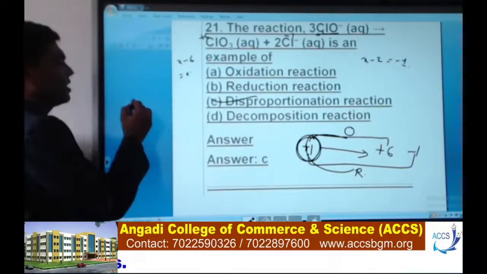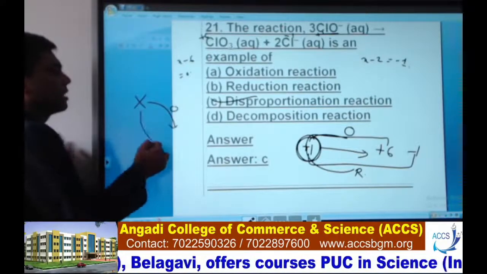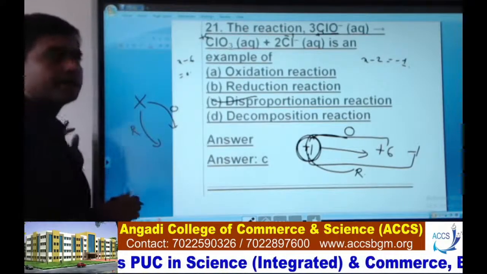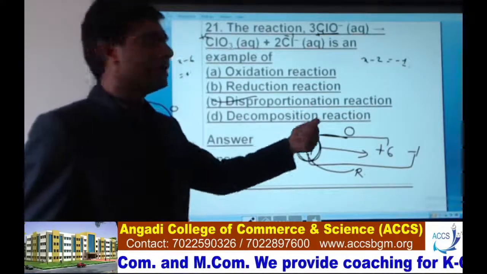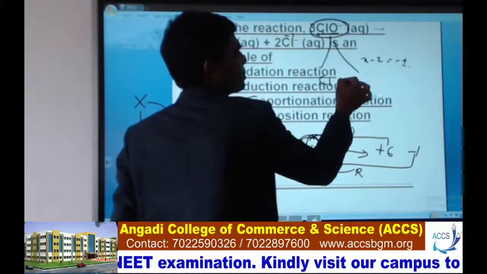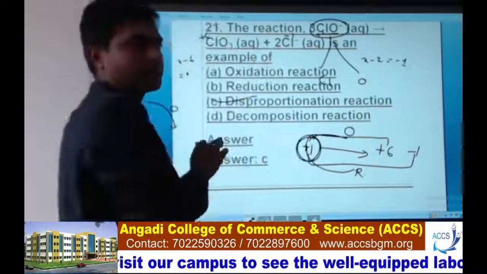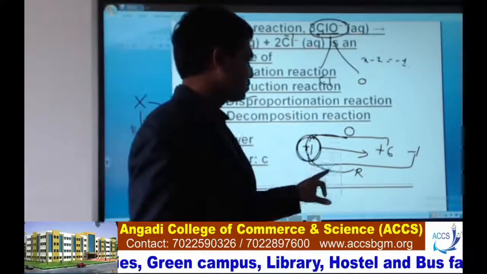Why is it a disproportionation reaction? Because according to our definition, when any element undergoes oxidation and reduction simultaneously, it is called disproportionation. And decomposition, why is it not called that? Because ClO minus is not broken into Cl and O; it is a different compound. Hence the option is disproportionation reaction. Next question.